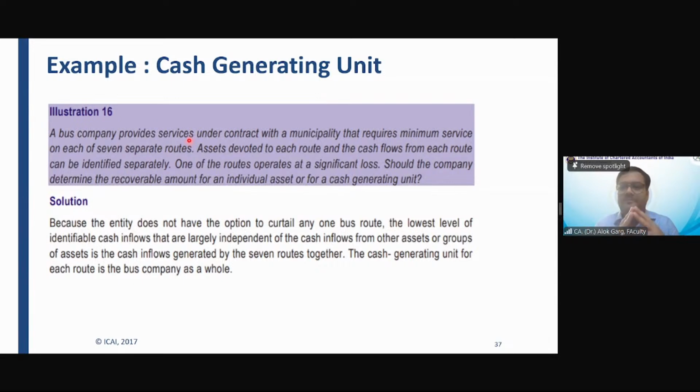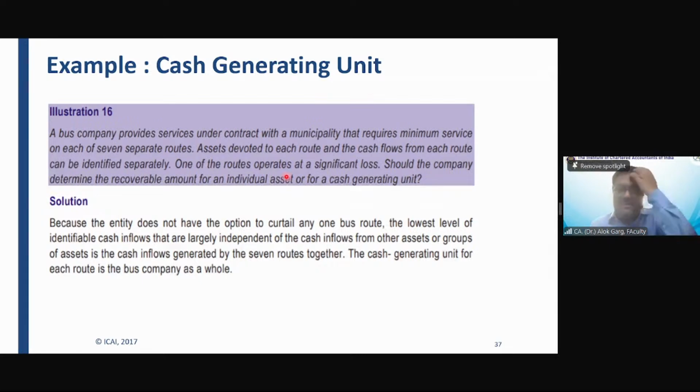So friends, what is the basic concept? You have to determine the recoverable value at the asset level, right? But if it is not possible to determine the recoverable value at the asset level, then you have to go to the group of assets level, that this asset belongs to. In this given question, there are 7 assets, 7 routes, on which this company is running the buses. The company is generating cash flow on all the 7 routes. The company has deployed assets on all the 7 routes.